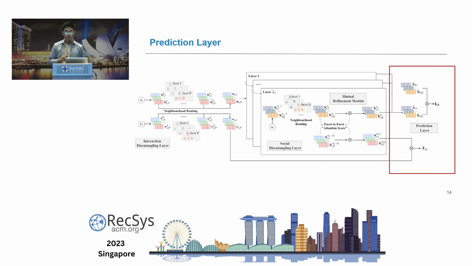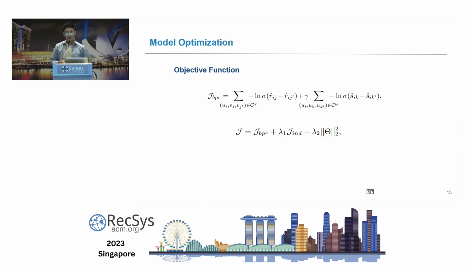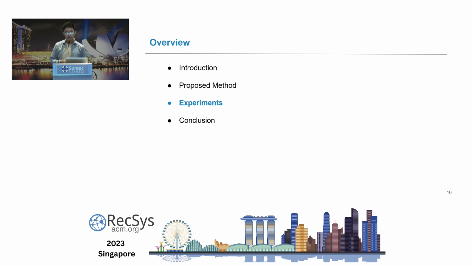And finally, we have the prediction layer. Since now we have Q embeddings for the social space and P embeddings for the intention space, we do the inner product and sum over all the facets for the final prediction. For the model optimization, we choose the Bayesian pairwise ranking loss for the 2 tasks, one for the item prediction and one for the social link prediction, and we use gamma as the balancing parameter. We also have the independence regularization and the L2 regularization.